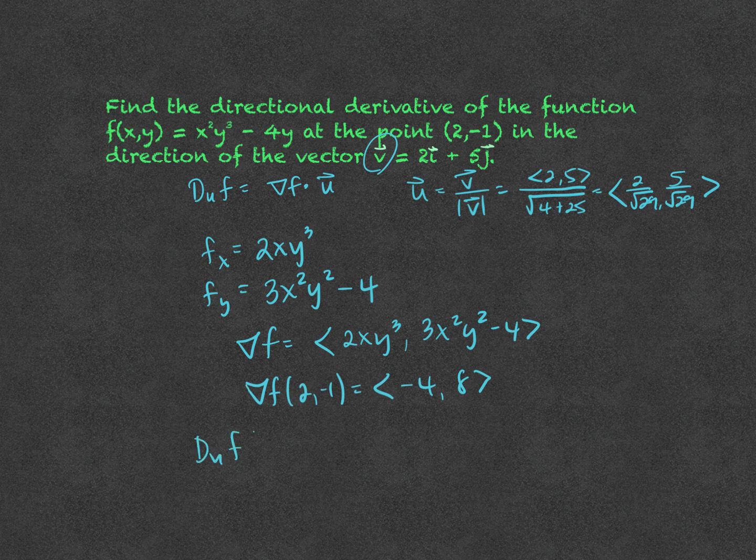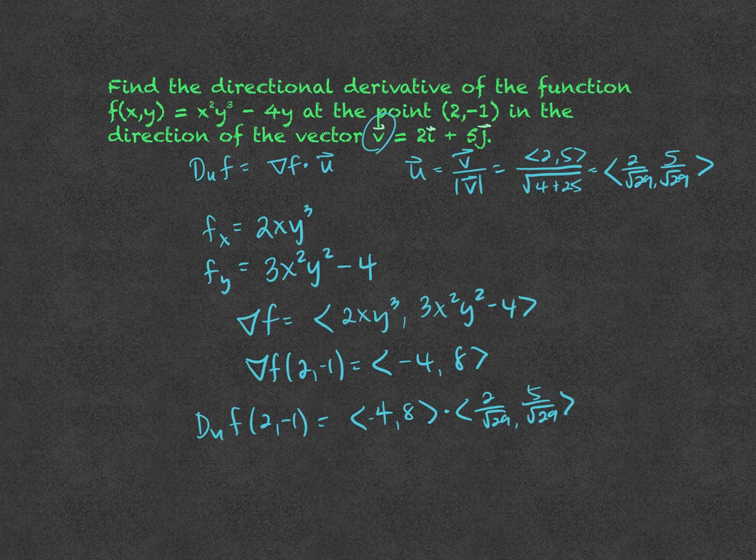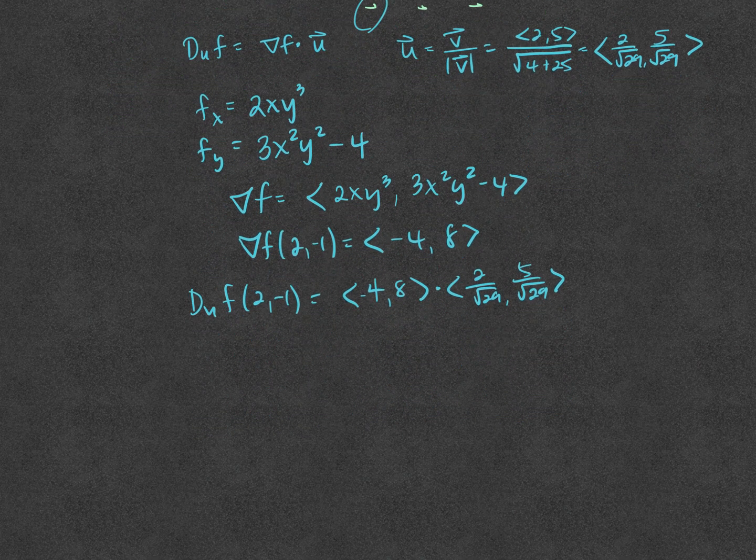So our directional derivative of f at that same point is the gradient at that point, times, using the dot product, 2 over the square root of 29, 5 over the square root of 29. It's always important that you specify which product you're using. Now I'm going to check up here. It says find the directional derivative. So I'm going to go ahead and scroll up. So then we have this notation, the directional derivative of f at the point 2, negative 1.